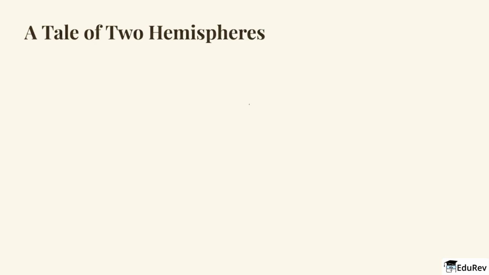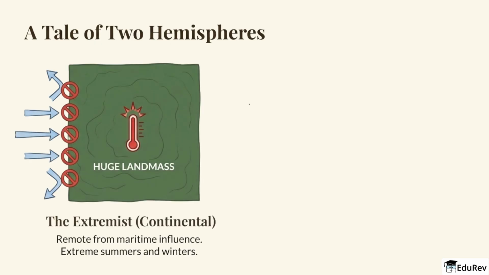Now understand why the same climate type behaves differently across the two hemispheres. In the northern hemisphere, the land masses are huge. That means places deep inside continents stay remote from maritime influence. Oceans cannot moderate the temperature effectively. The result is a strongly continental climate. Very hot summers, very cold winters, and a high annual temperature range.